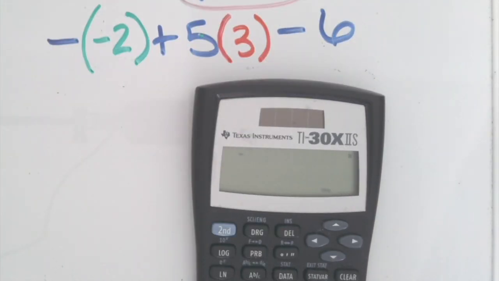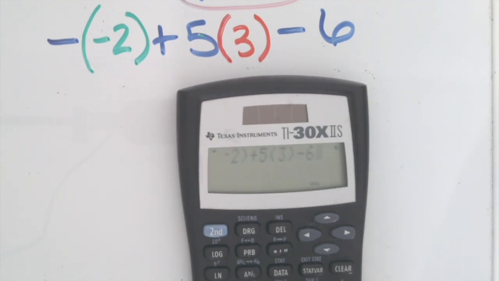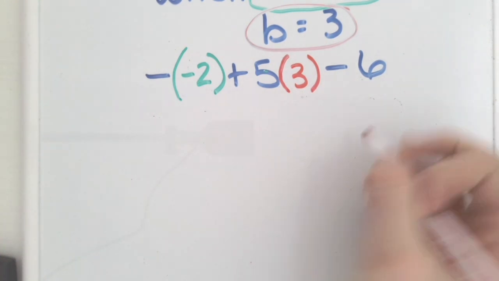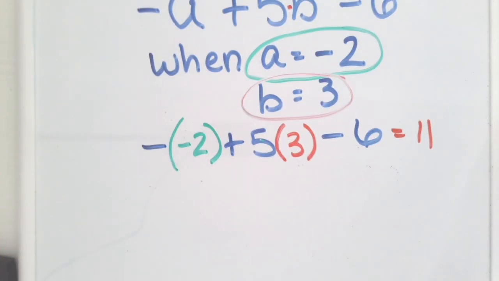I have negative, parenthesis, negative 2, close them up, plus 5, parenthesis, because I'm multiplying, 3, minus 6. So it's entered in my calculator the exact same way that I typed it on my page. Press enter and I get the answer positive 11. So I can do this using mental math too.